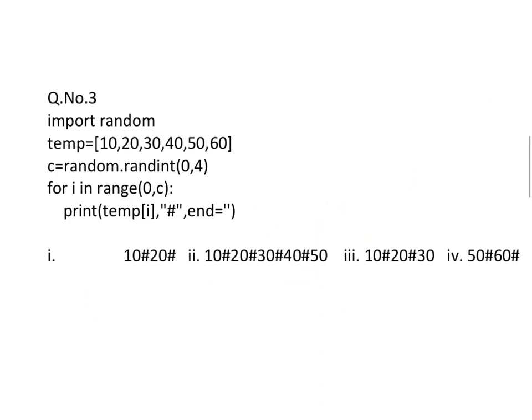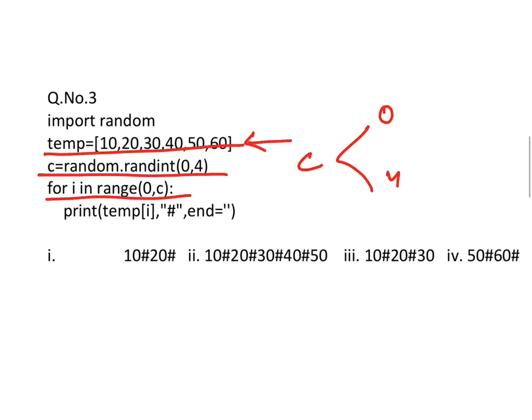Now we will come to the next example. You can see here, once again you have taken this one list, then C equal to 0 to 4. It means now, what will be the value of C? Minimum value will be 0 and maximum value will be 4. So now this for loop is from 0 to 4. 0 to 4 means it will execute for 0, 1, 2 and 3, not for the 4, one less.